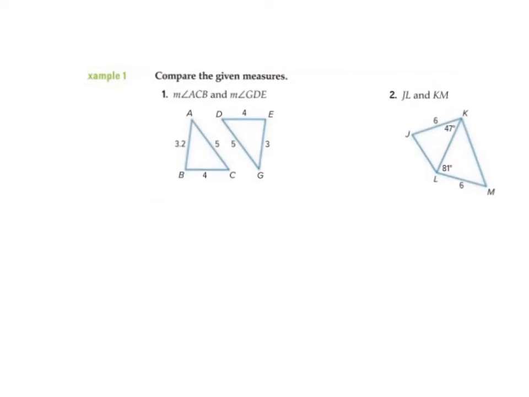Okay, so first and foremost, let's have a look at number one. Make sure you rotate it round. What we're looking at, the length AB is the same as DG, and DE is the same as BC. So in other words, this has been rotated slightly that way. What's the difference? This one is slightly bigger than this one. So now we can say angle ACB is greater than angle GDE.